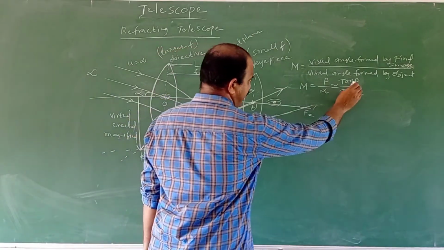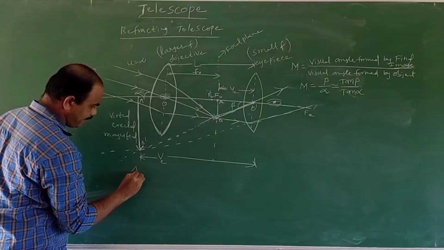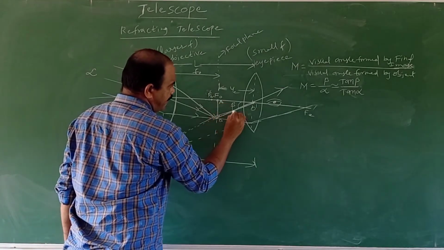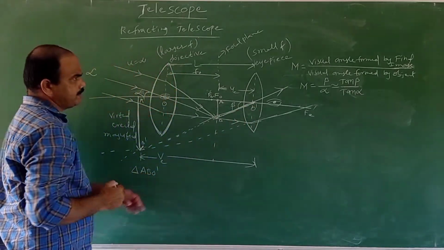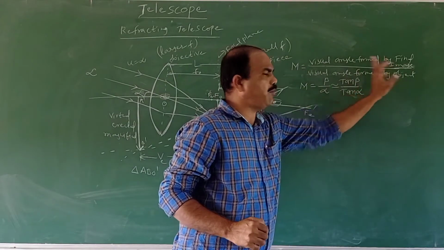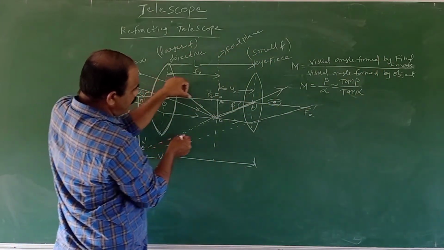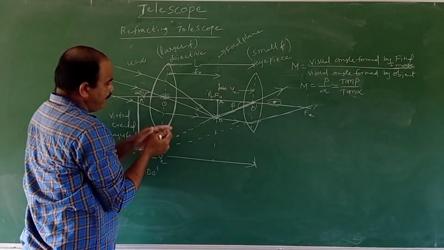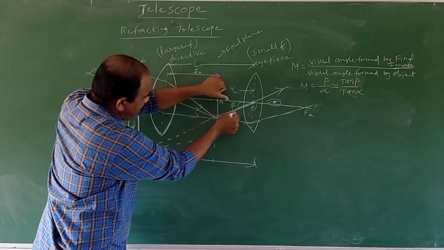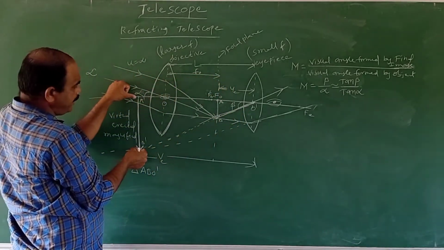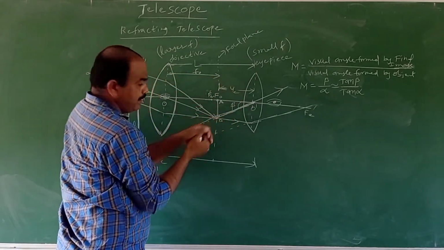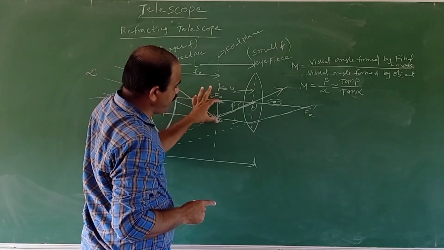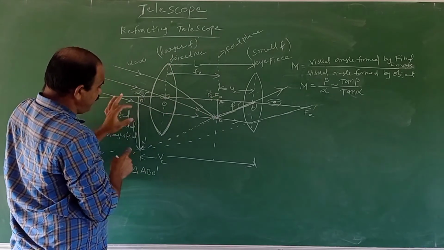Now to find tan beta, I am taking a triangle named A'B'O'. Why am I taking this triangle? Because beta is the visual angle formed by the final image. This is the final image, and it makes the angle beta at the optic center of the eyepiece, or at our eye. This A'B' and AB make the same angle. But we don't know the height of the final image. We know AB, and we can easily find AB, but we can't find A'B'.